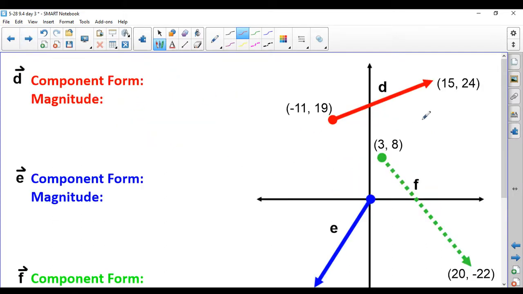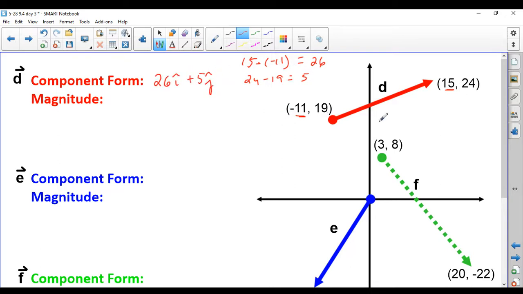So for example here, I'm not going to count my length here, but I have a vector that starts at (-11, 19) and goes to (15, 24). To find its x component, I need to take the final x minus the first x. So it's 15 minus -11, so that's 26. And my y component is 24 minus 19, which is 5. The component form for vector D is 26 i hat plus 5 j hat.